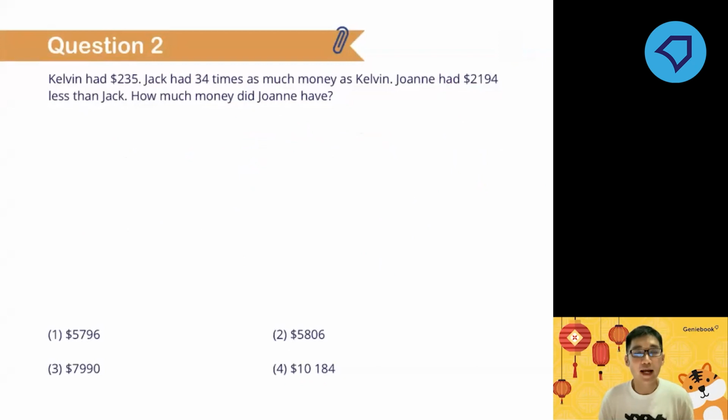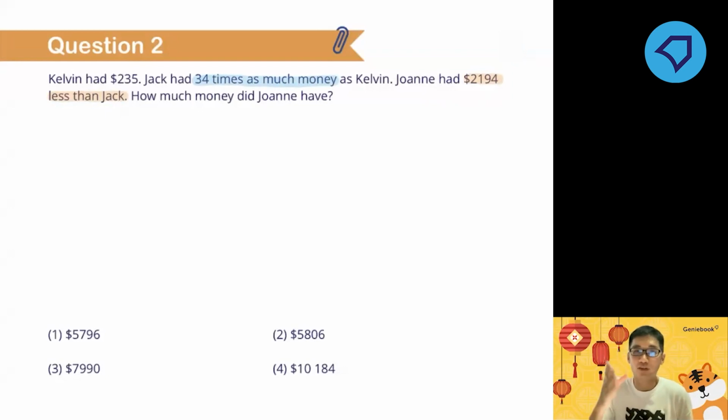Number 4. Okay, now let's go to this question. Kelvin had $235. Jack had 34 times as much money as Kelvin. Ooh, Jack is pretty rich here. More money than Kelvin, 34 times as much. Then Joanne had $2,194 less than Jack. Oh, so that's another clue. So altogether, we have several clues. We know that Jack had this amount compared to Kelvin. We know that Joanne had this amount less than Jack. Make sure to take note of these two clues here.